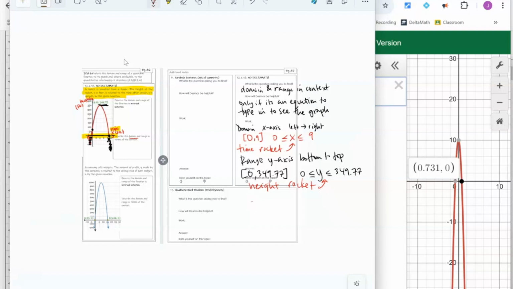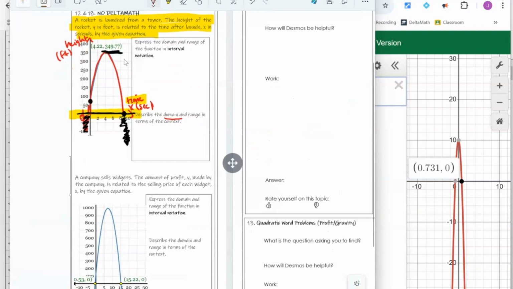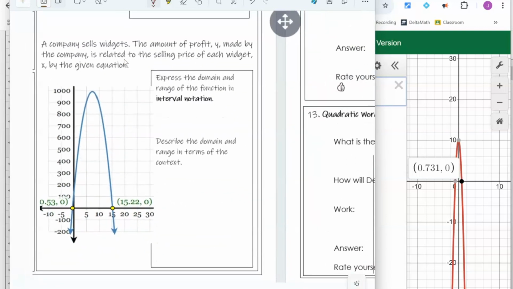And if you want to mention time too, that's fine. But as long as you say something about the height and the rocket, okay? So the rocket was launched at 50. It reached a maximum height of 349.77 before coming all the way back to the ground. There's another sentence, a little bit longer, but it all works. All right, so now you're going to complete this question, and then you're going to come and show me. Let's practice.